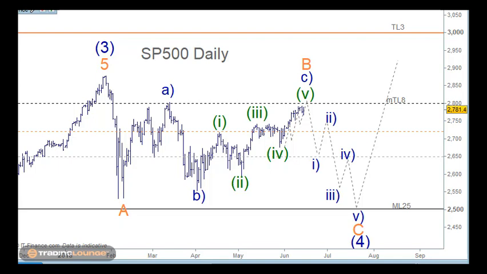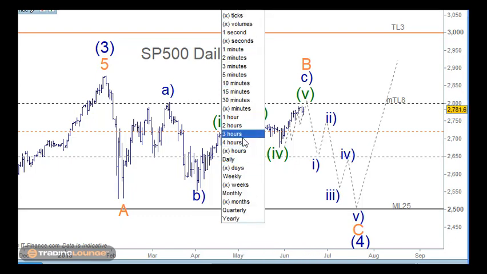Starting on the daily chart here, we're looking at two counts. This first one is a bearish count, and we're still within the correction of wave 3 as an A and a B and a C down for wave 4 here. So we're looking around the top here at the moment, and we'll look at that in some more detail in a moment.